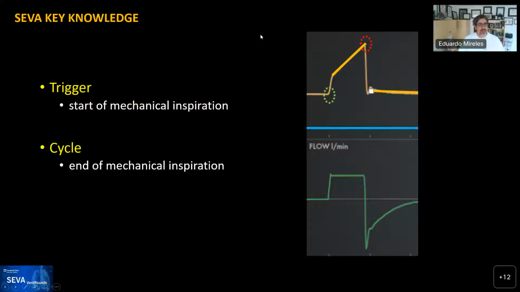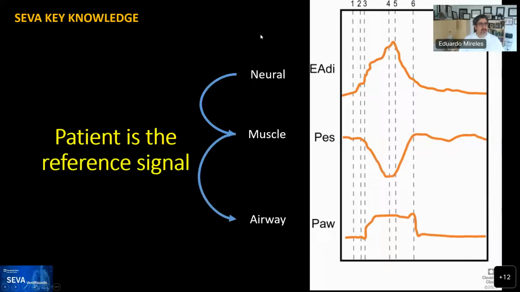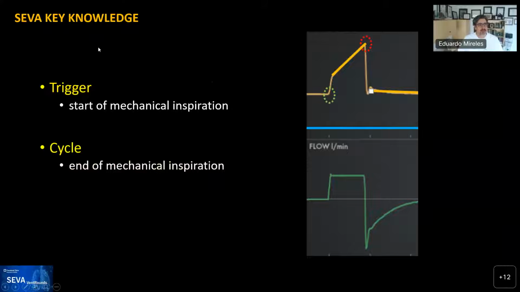And this, again, in the literature, you may find the term cycle used as trigger, but for us and the way that we have defined it, it's trigger and cycle. Rob, any comments? Nope, that's good.